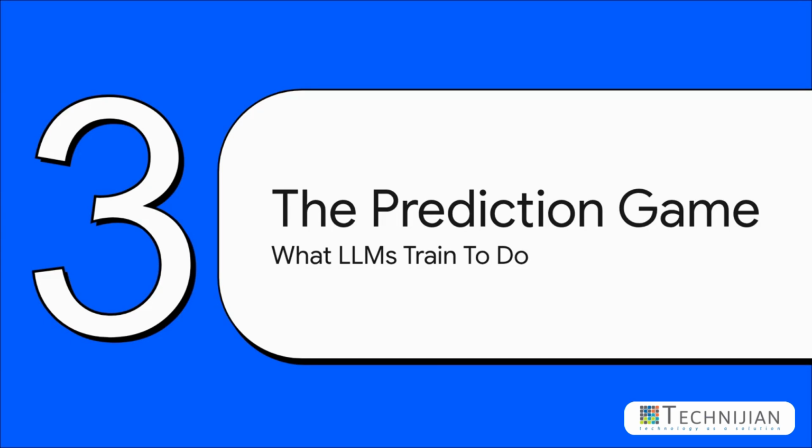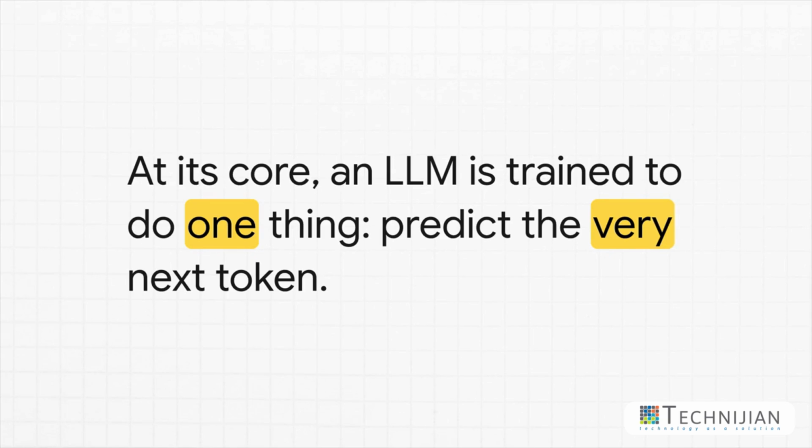So now, what do we actually do with all this? Well, we point this entire massive system at one single, almost ridiculously simple goal. And here it is. At its core, an LLM is trained to do one thing and one thing only: predict the very next token. That's it. That is the whole game. All that complexity, all that computing power, all that money, it's all spent just to get incredibly good at answering one simple question. Given the string of text, what's the most likely thing to come next?